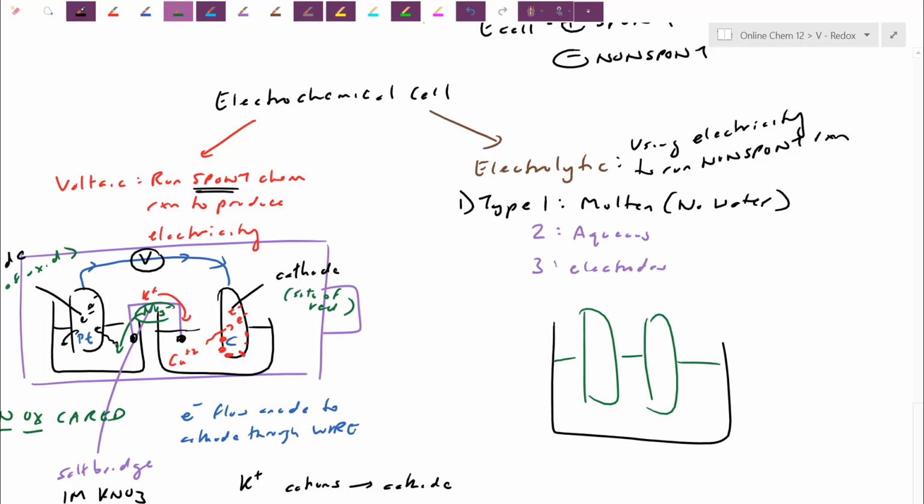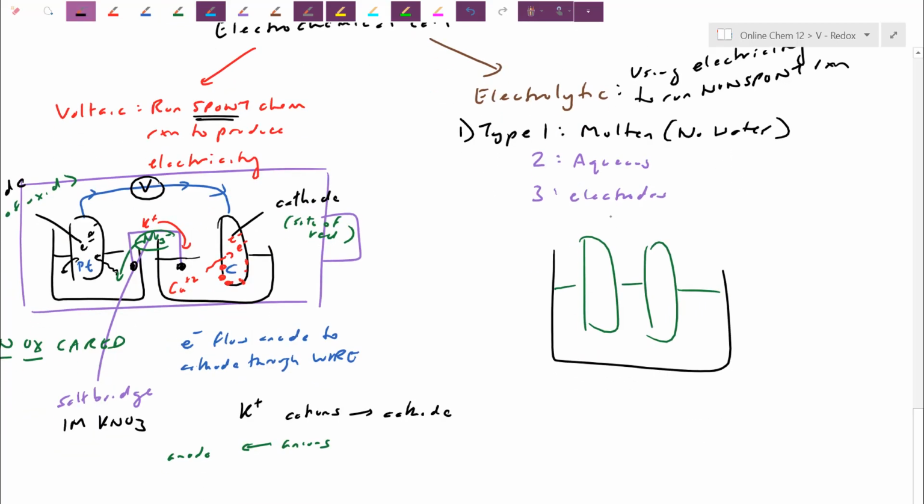But what I'm doing here is putting on an external power supply, drawn as a number of long lines and short lines. The long line is the positive side, the short line is negative. This is my external power supply. This is how I'm providing the voltage to cause the reaction to occur. The positive side is the anode side, still the site of oxidation. Electrons still flow anode to cathode.